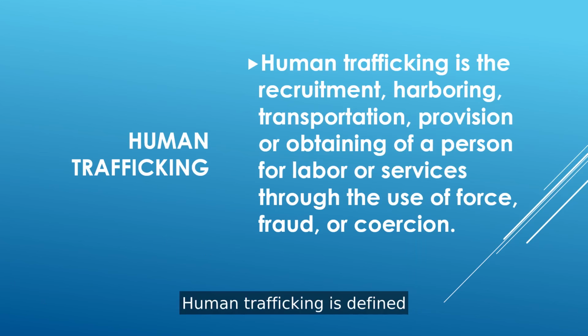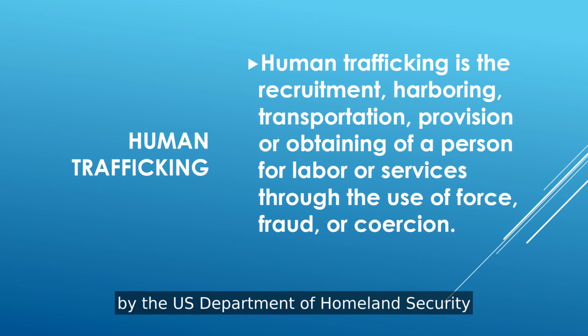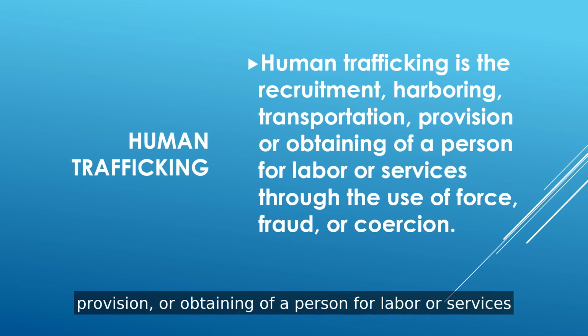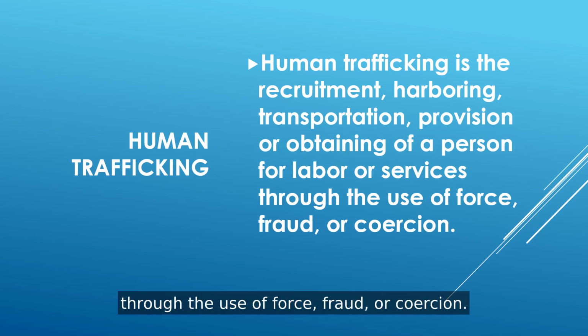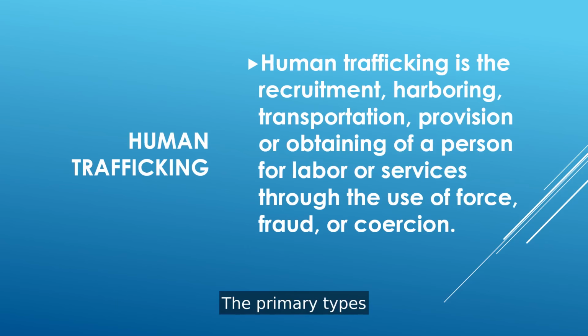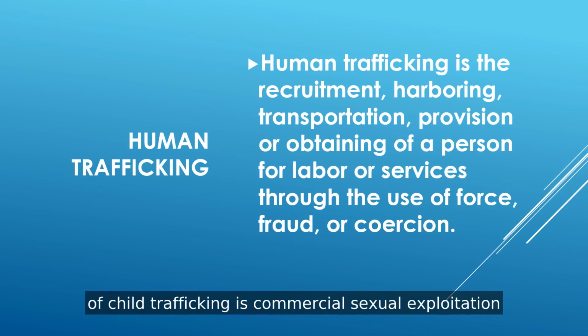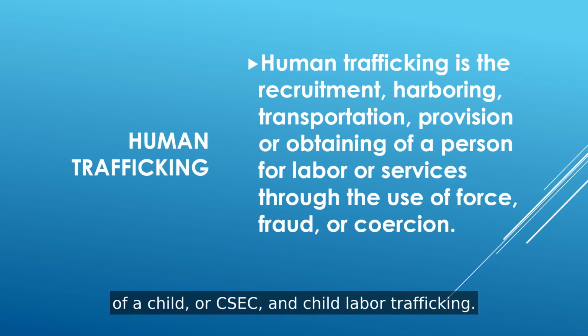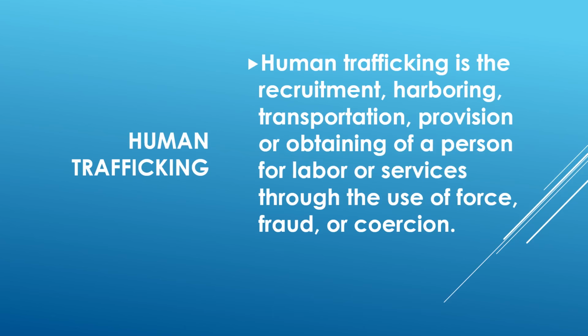Human trafficking is defined by the U.S. Department of Homeland Security as the recruitment, harboring, transportation, provision, or obtaining of a person for labor or services through the use of force, fraud, or coercion. The primary types of child trafficking are commercial sexual exploitation of a child, or CSEC, and child labor trafficking.